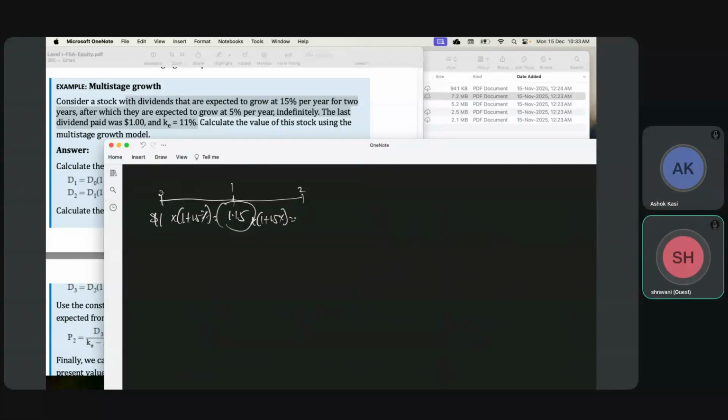Just calculate this number: 1.15 into 1 plus 15%. It is growing at 15% for 2 years. That gives $1.3225.